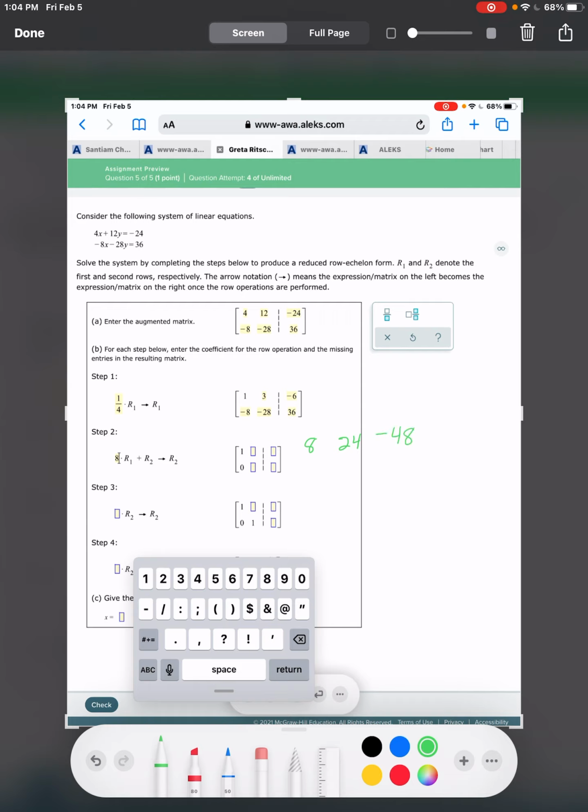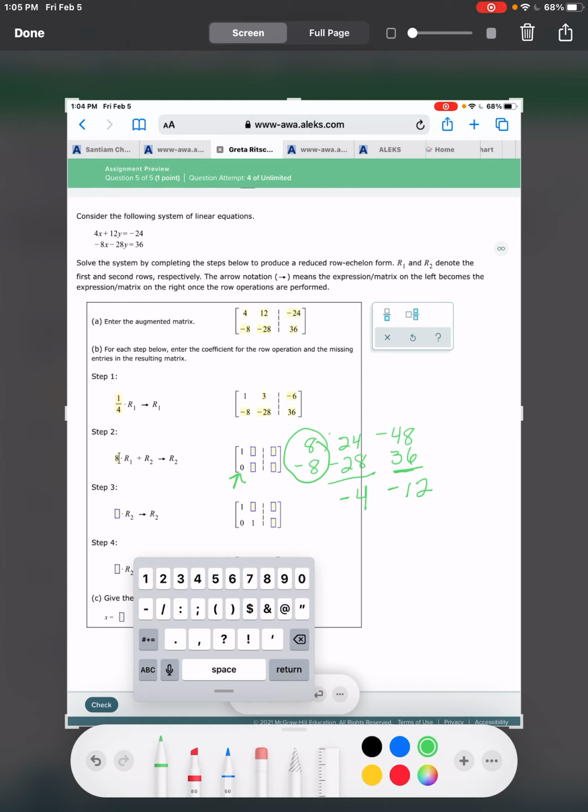And then what we're going to do is add, let's go ahead and write these in here so you can see. We're going to add these together to get our new row. This plus this gives us this 0 right here. And then we're going to add these two numbers to get negative 4, and these two numbers to get negative 12. Negative 4 and negative 12.